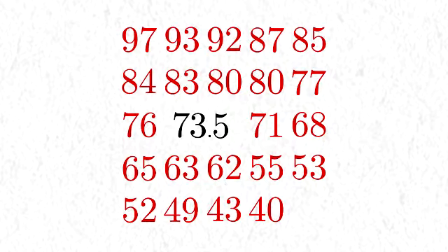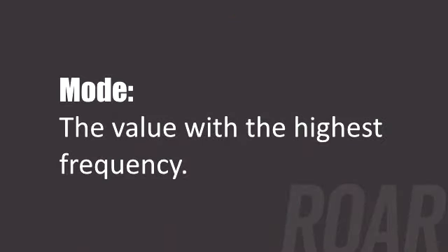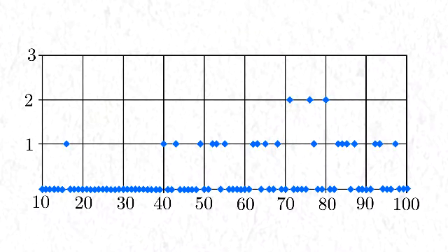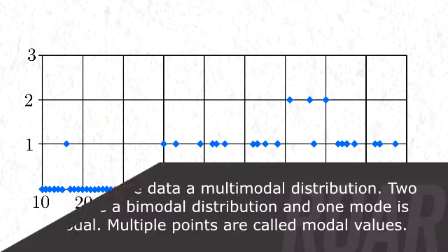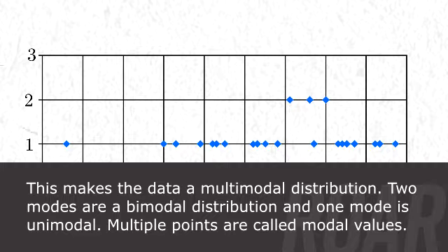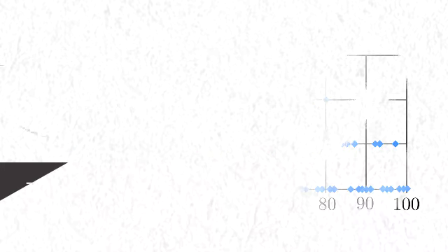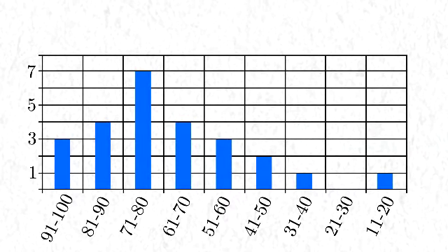Now let's move on to the mode. Mode, the value with the highest frequency. To find the true mode, let's look at the dot diagram. We see that the points with the highest frequency are 71, 76, and 80. We can estimate a singular mode if we use a histogram. We see that the highest bin is 71 to 80, so we would estimate our mode as 75.5.